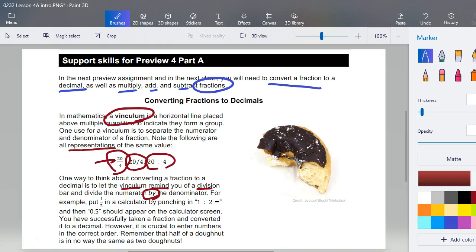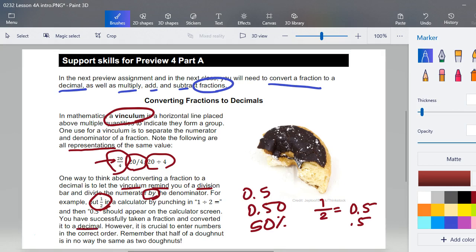So a little bit of practice. If you have 1/2, you probably already know that the decimal value is going to be 0.5 or 0.50. You might even know that the percentage value is 50%. But I want you to practice punching this into your calculator and make sure that you do 1 divided by 2 and this shows up on your calculator screen. Because if you're doing that, then you have successfully taken a fraction and converted it to a decimal.